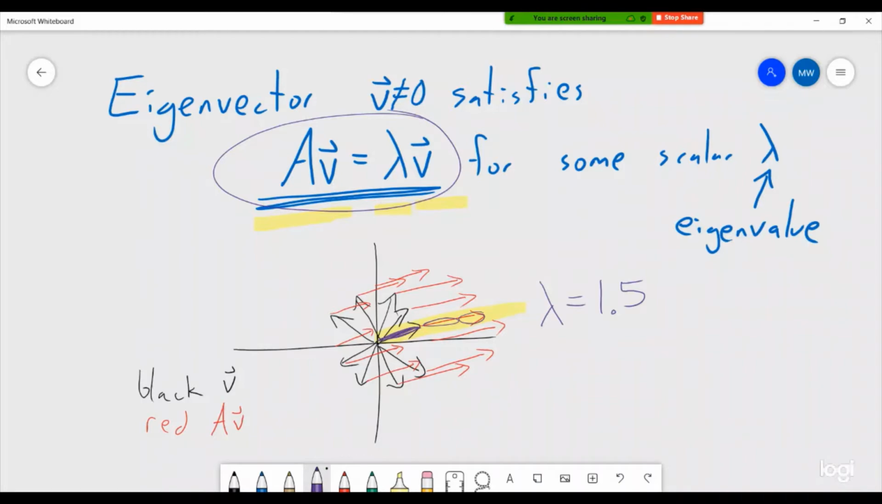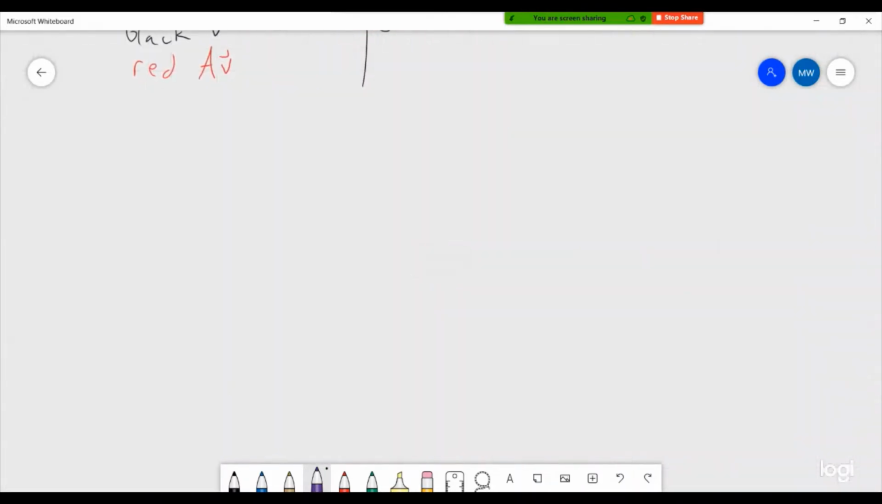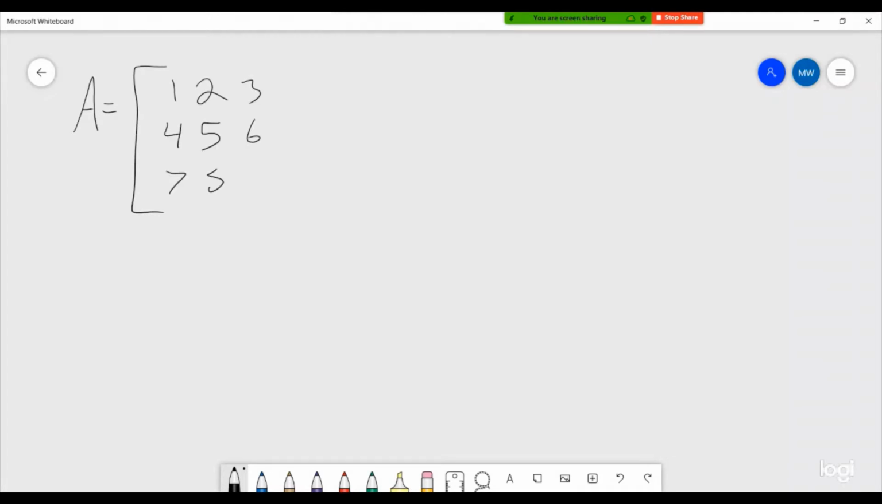So then if we were to want to try and figure out what the eigenvectors and eigenvalues of some matrix are, let's say that we had the matrix A equals 1, 2, 3, 4, 5, 6, 7, 8, 9. If we want to find the eigenvalues, the way we can try and remember this is we know that if we do A times a vector, that's going to be equal to lambda times a vector. So A times V minus lambda V is equal to 0.